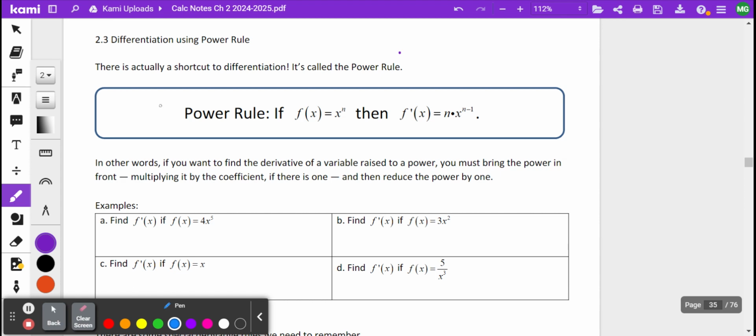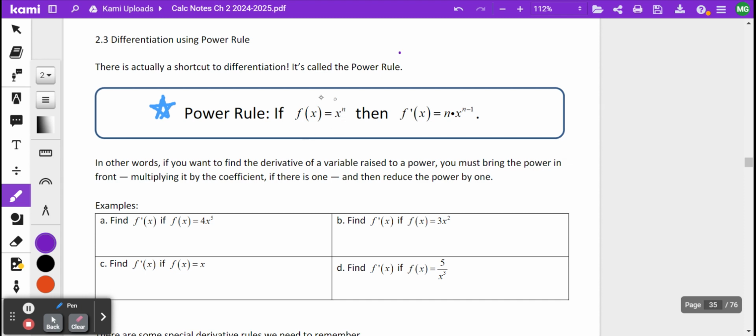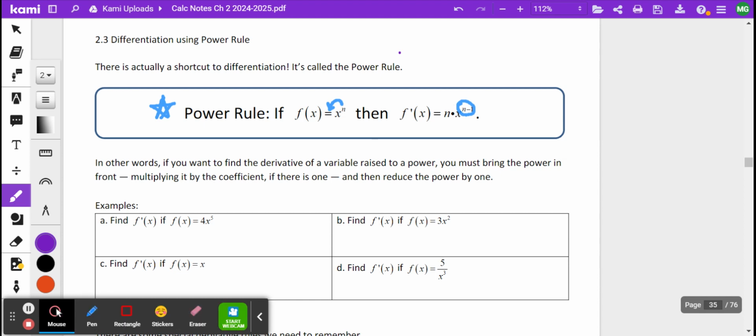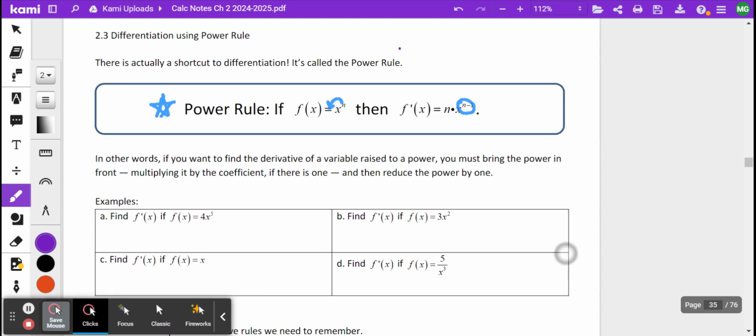And the shortcut we're going to talk about is called the power rule, which basically says if you're going to derive a function, you take the exponent and multiply it with the coefficient of that term, and then subtract 1 from the existing exponent. So the easiest way to learn this is to do a couple of examples. So let's go ahead and do that.